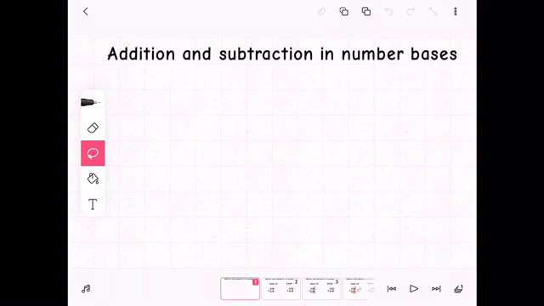In this episode, we are going to deal with addition and subtraction in number bases. But first, in this particular video, which is part 1, we will do only addition in number bases.